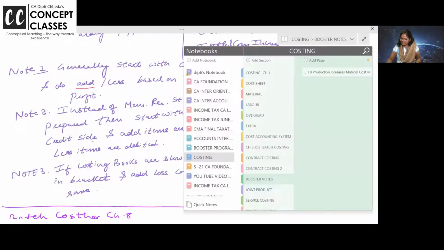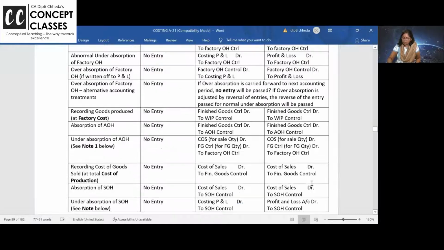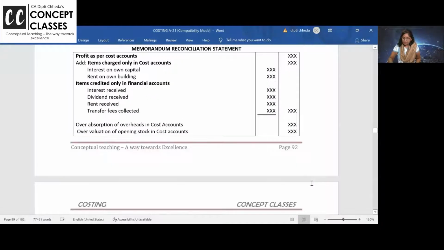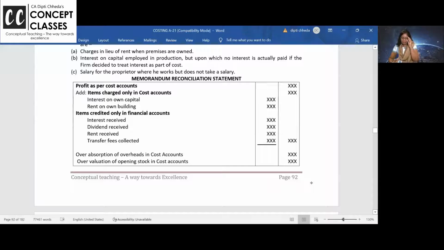One minute. Let us see our regular notebook and I'll share the format also with all of you. Yes, this is the cost accounting system. How to prepare ledgers and all I will tell you, but first I want to take the reconciliation. Look at this. Profit as per the costing books. Add interest on own capital, rent on own building. You have not taken such income, but financial books have taken the income, so you also take it. And if you have debited some expense and financial books have not debited it, add back.